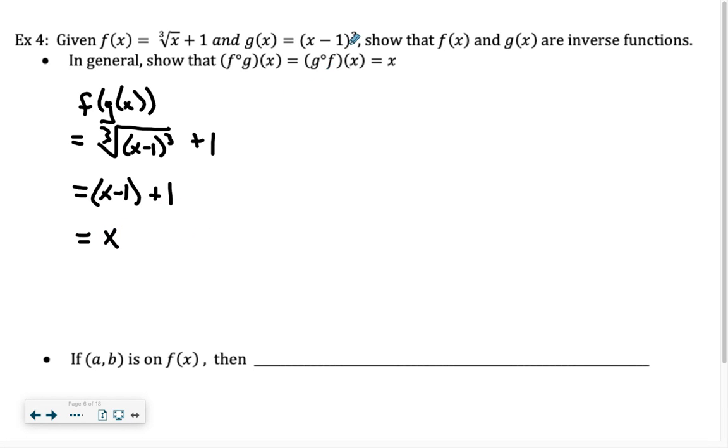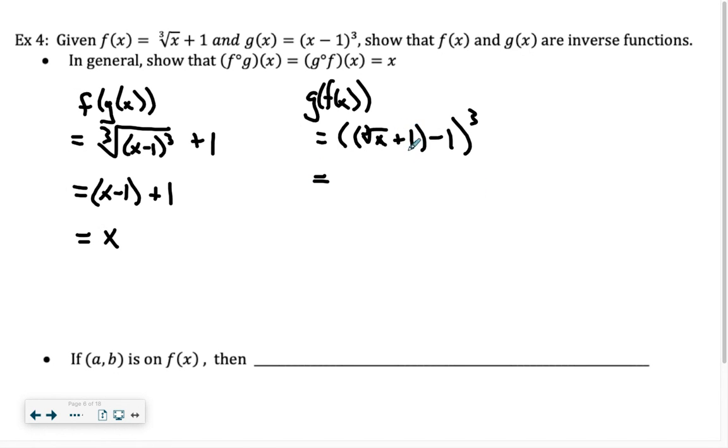Now we have to find the composition in the other direction as well. I have to find g of f of x and show that both of these compositions equal x to prove that these are inverses of each other. So in this case, I'm going to take this function and plug it in place of x here. So I'm going to have the cube root of x plus 1, minus 1, cubed.